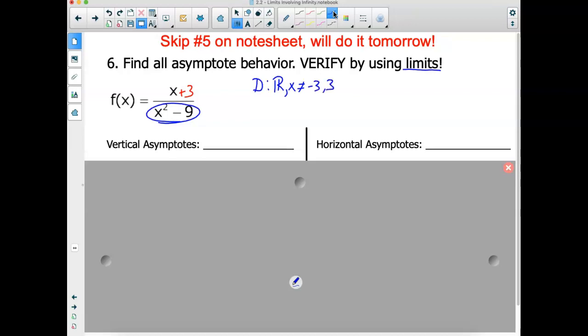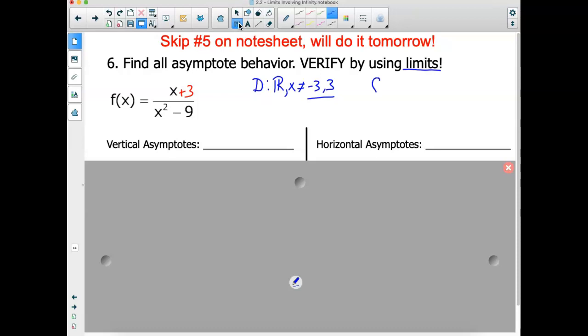We need to be able to see that. We need to be able to find that. Once we find these troublesome areas that give me a 0 in the denominator, then we will go through and we will dictate, is that a vertical asymptote or not?